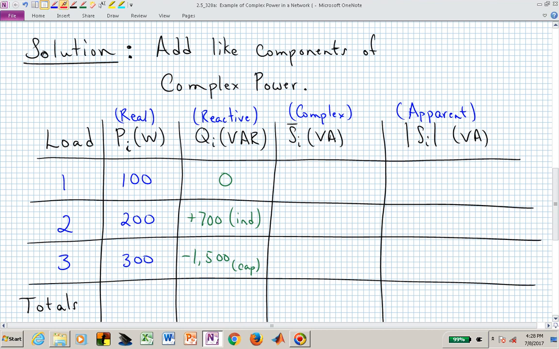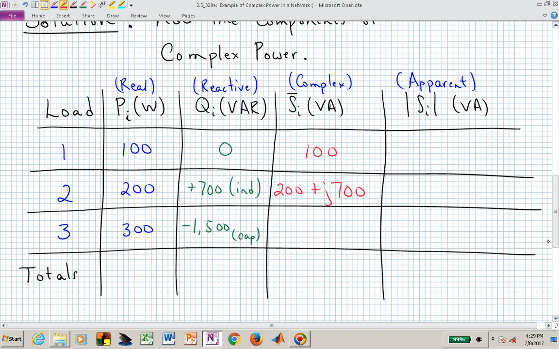Now we can find each of the load's complex powers, and let me write those in red. S sub 1 is simply 100. S sub 2 is a complex quantity, 200 plus j700, and load 3 is now 300 minus j1500.